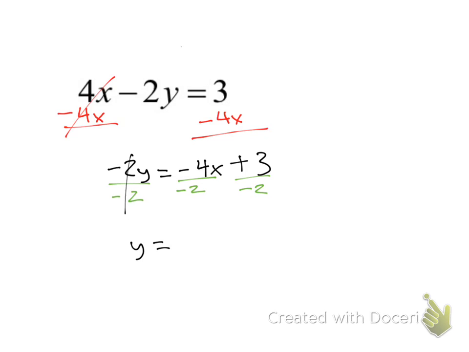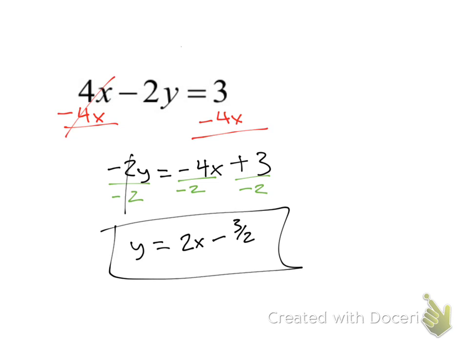Negative divided by a negative gives us a positive. And 4 divided by 2 is 2. So positive 2x. And then 3 divided by negative 2, well, one of them is negative. It's going to turn into a negative. But we'll just leave it as a fraction as 3 over 2. Now, you could write it as the decimal negative 1.5 if you did the math out. But fraction is fine. It gives us an exact answer.